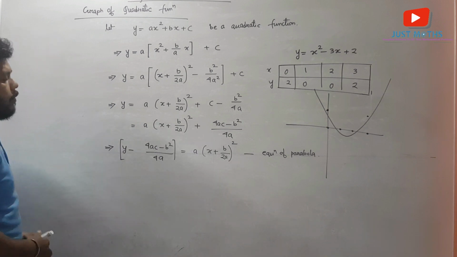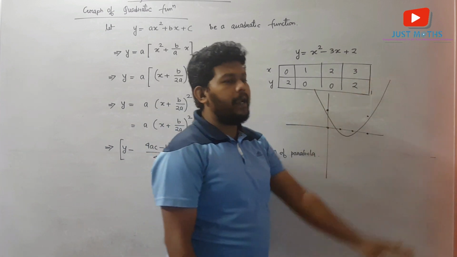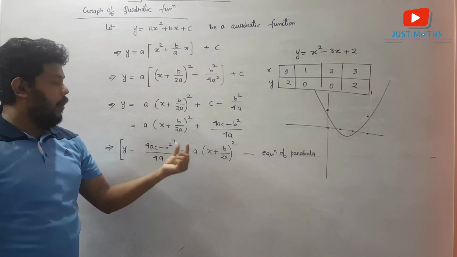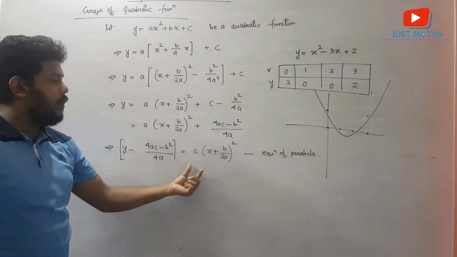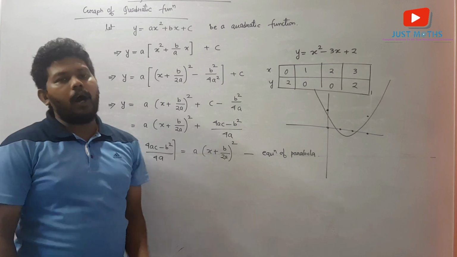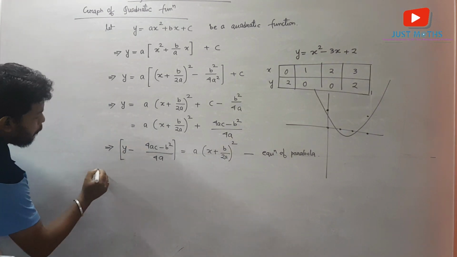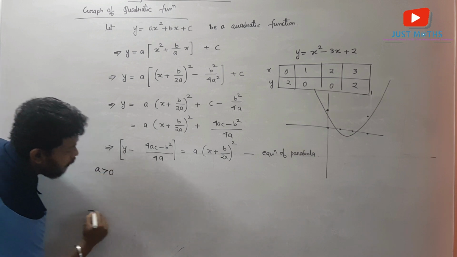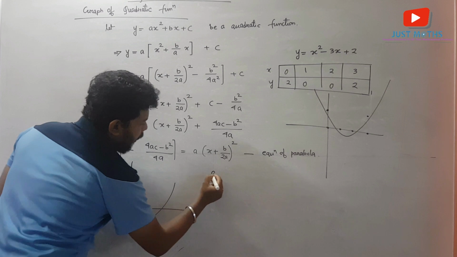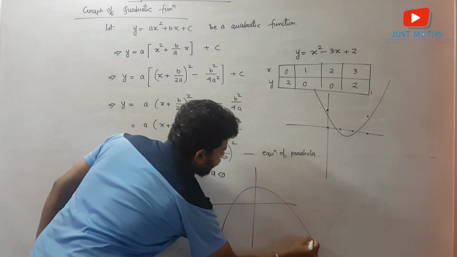Now the direction of the parabola depends on the value of a. If a is positive, then it will be a downward parabola, and when a is negative, it will be an upward parabola. Remember, for a positive, it will be a downward parabola, and for a negative it will be an upward parabola.